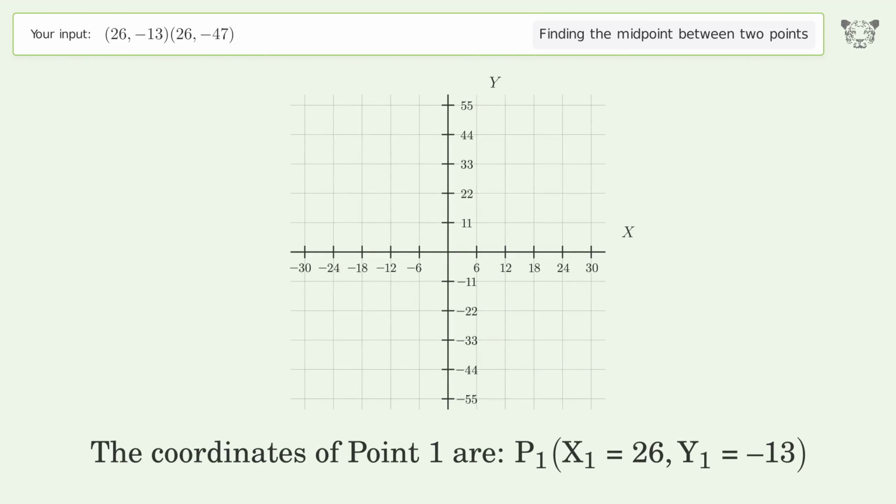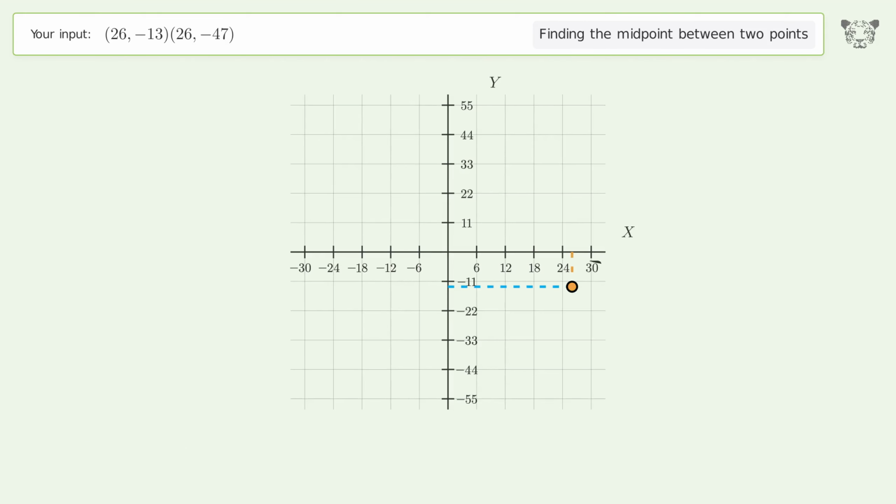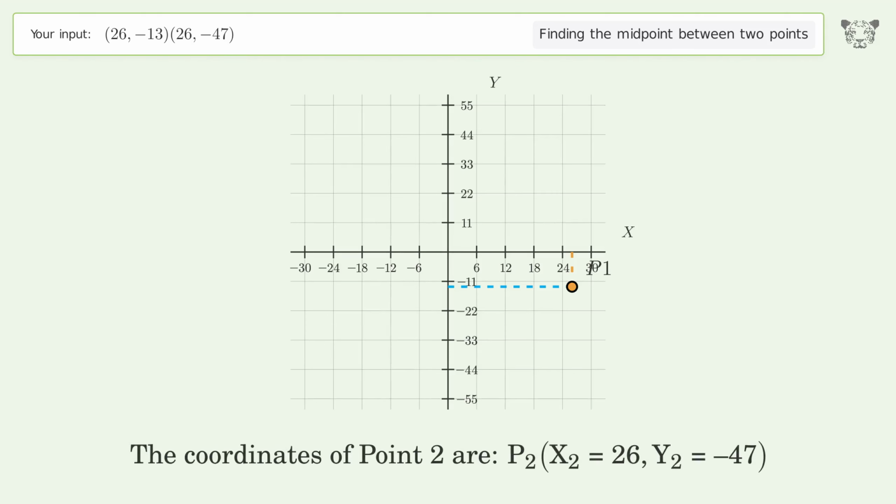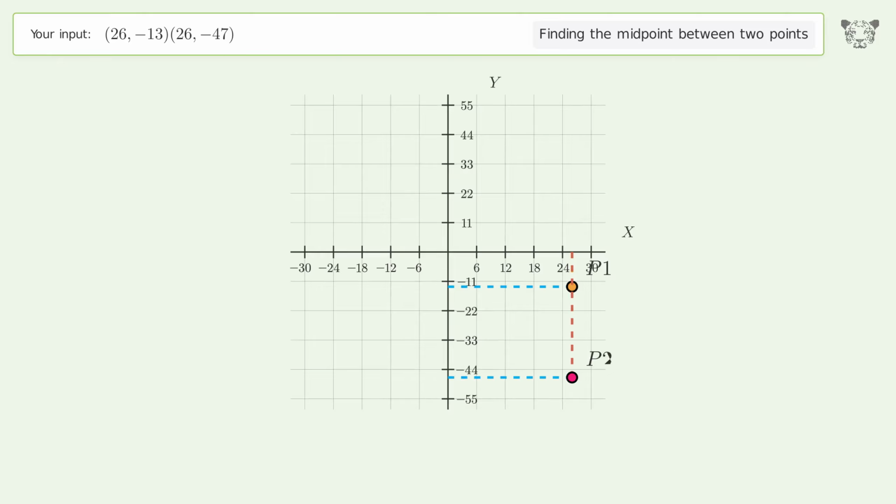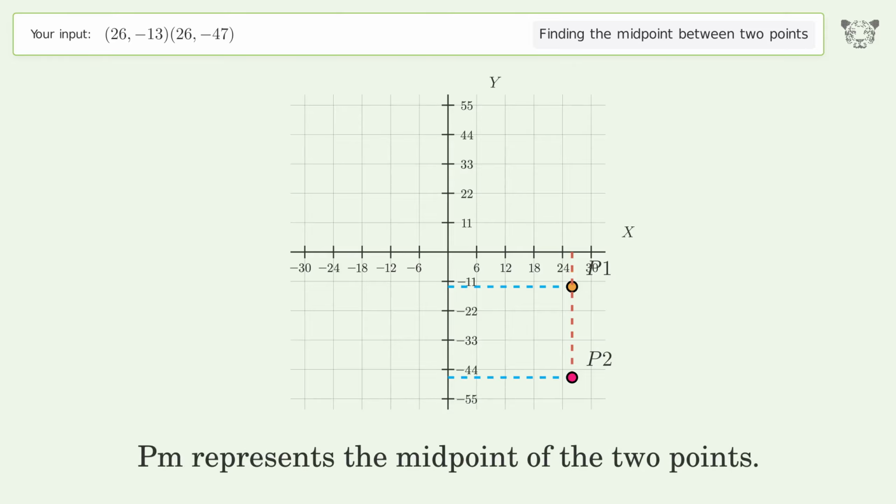The coordinates of point 1 are, x1 equals 26, y1 equals -13. The coordinates of point 2 are, x2 equals 26, y2 equals -47. PM represents the midpoint of the 2 points.